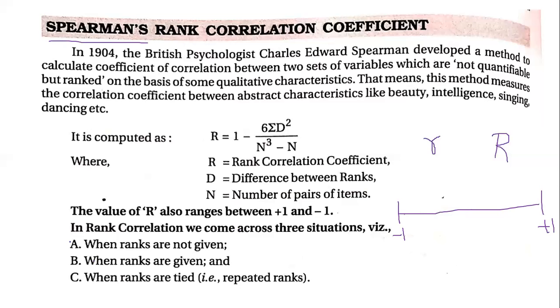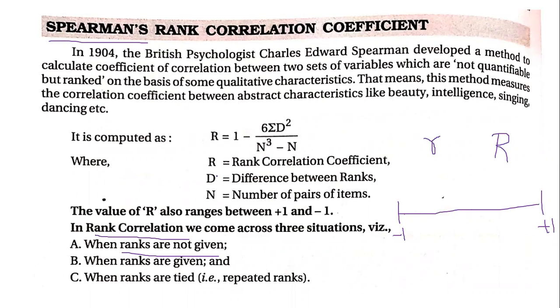Okay, so next, in rank correlation you will have 3 situations, so we will be learning 3 types of problems in this. The first type is when ranks are not given. They will not give the ranks. We should assign the ranks either in ascending or descending order, which we will be learning, and after that we will calculate the correlation coefficient.